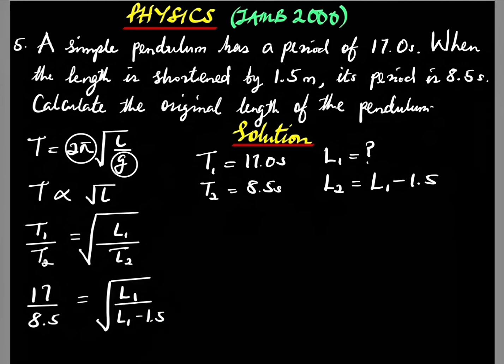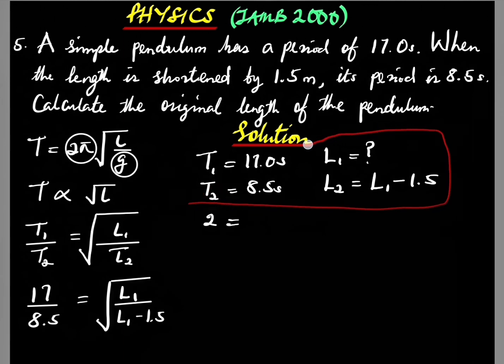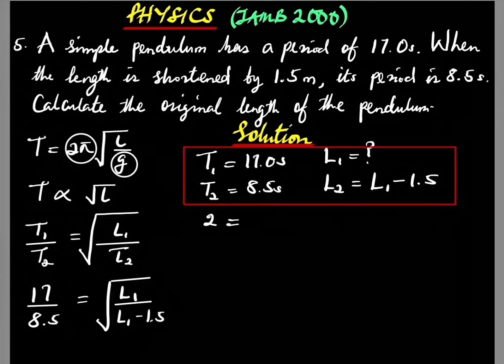At this stage, on the left hand side, we have 17 divided by 8.5, and that gives 2. So we have 2 equal to square root of L sub 1 all over L sub 1 minus 1.5. We can take the square of both sides to eradicate the square root on the right hand side.